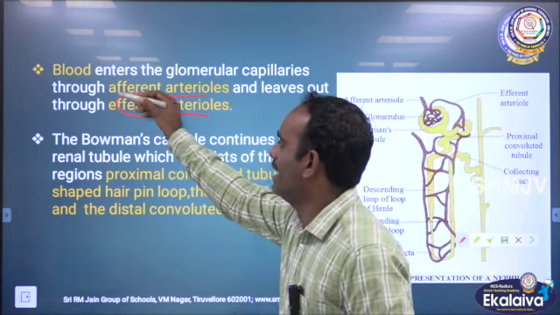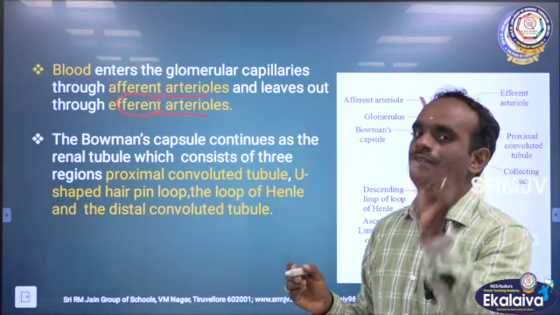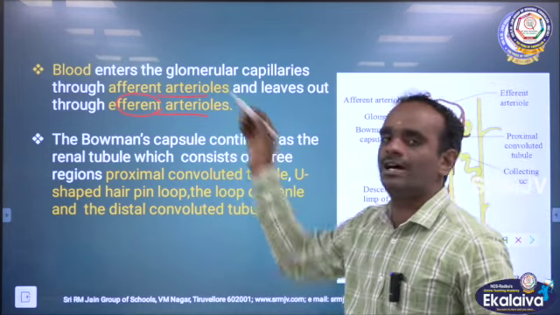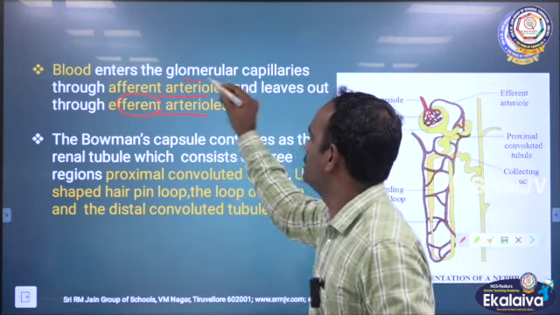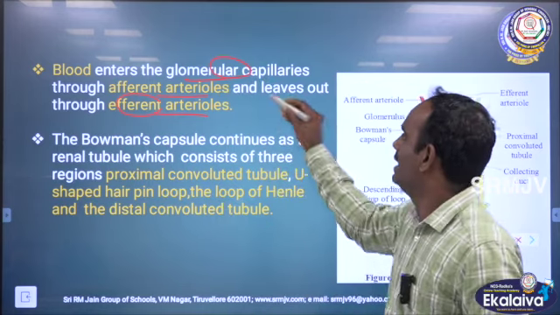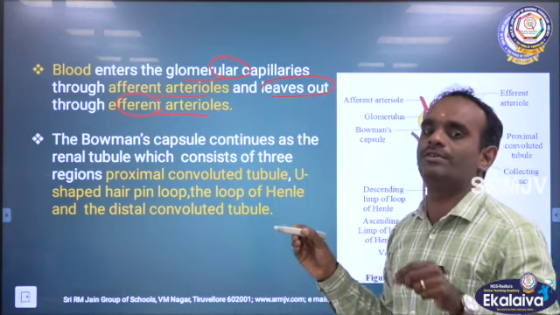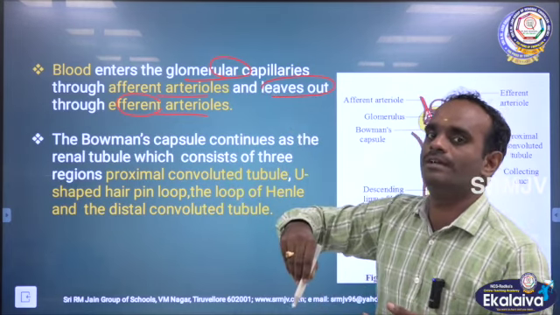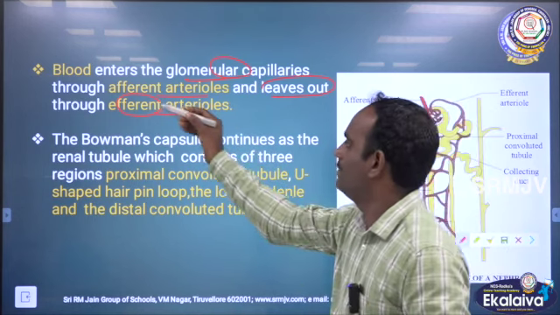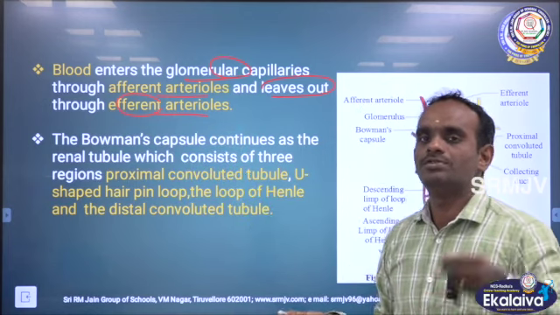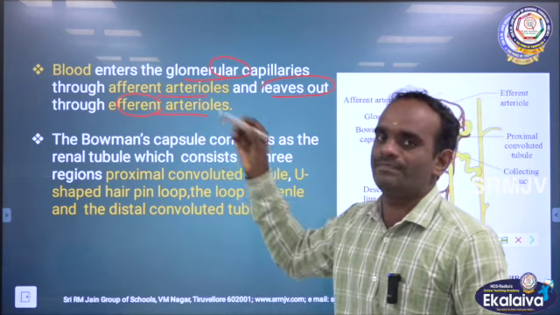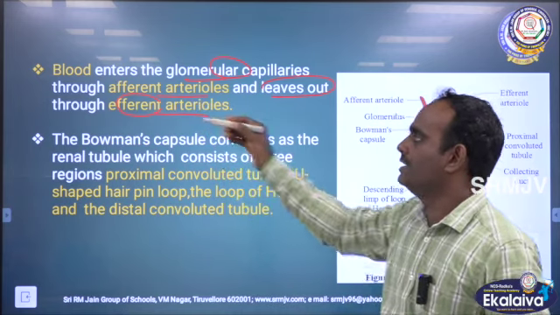Okay, see the difference. A, E. In alphabet, A comes first. So, blood to the glomerulus is said to be afferent arterioles. See here, blood enters into the glomerular capillaries through afferent arterioles and leaves out through the efferent arterioles. So, from the nephron, the blood goes to all parts of the body. That type of blood vessel is efferent arterioles. So, to the nephron, to the glomerulus, it is afferent. From the nephron, it is efferent.